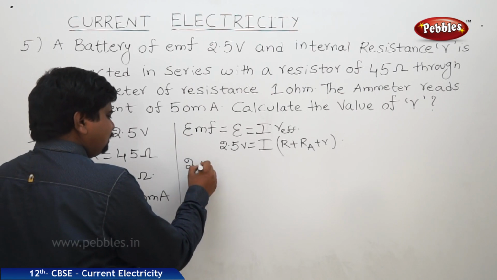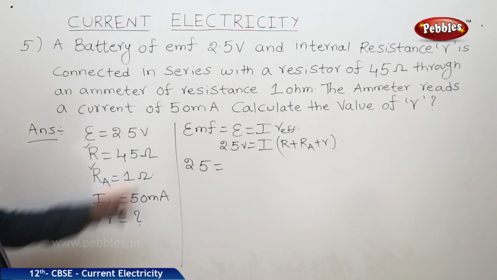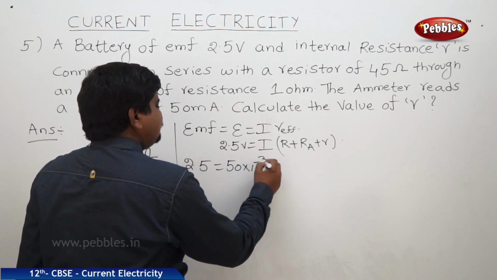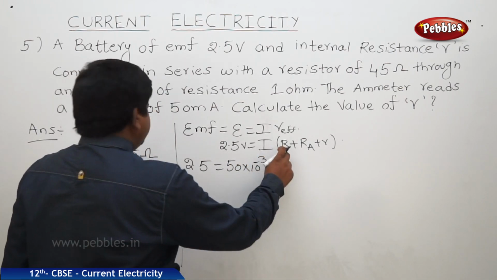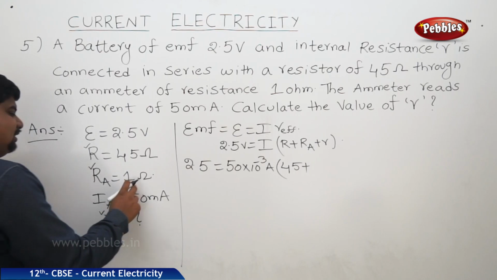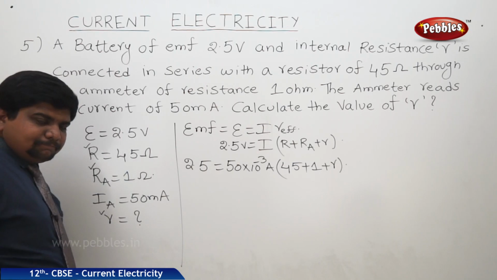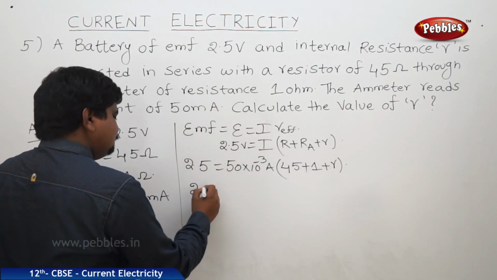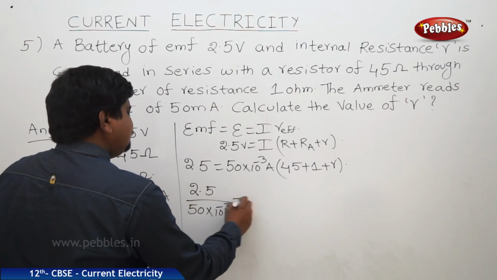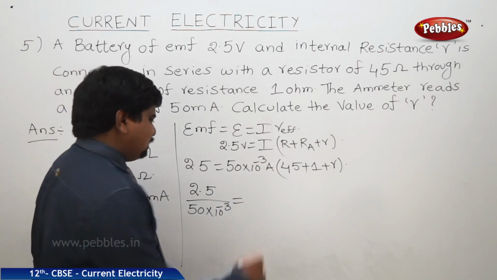What is the EMF? 2.5 volts. Therefore, let me substitute. 2.5 is equal to, what is the current passing through the ammeter? 50 milliamperes, 50 into 10 power minus 3 amperes, into, what is the resistance? 45. What is the resistance of the ammeter? 1 ohm. What is R? Internal resistance. So now it will be like this: 2.5 by 50 into 10 power minus 3 is equal to 40 plus 5 plus 1, 46 plus R.